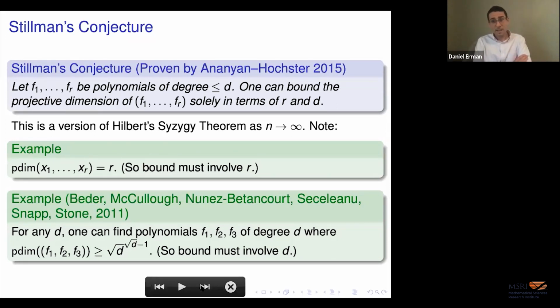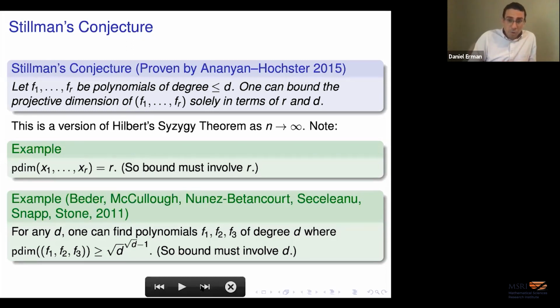All right. So to be concrete, if I have an ideal of 5 cubic polynomials, can I bound the projective dimension of that ideal solely in terms of the 5, the number of polynomials, and the 3, the degree of those polynomials?